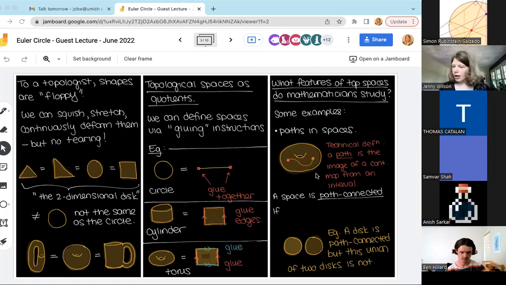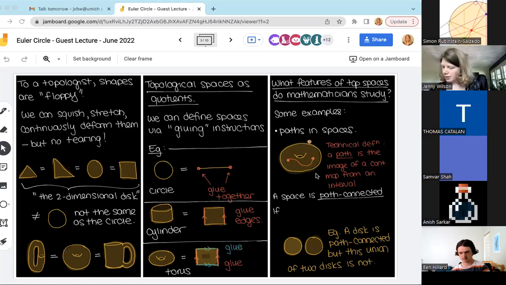One example of something that a mathematician might study are paths in a topological space. For this talk, just think of a path in terms of pictures like this one. I have 2 points in my space, and my path is a little path I've drawn between them. If you want to be technical, the technical definition of a path is the image of a continuous map from an interval into the space.